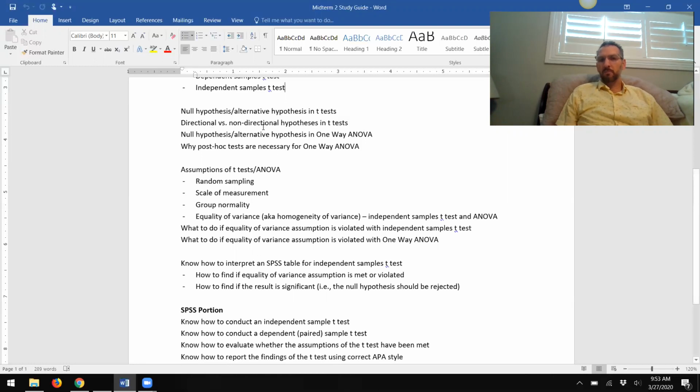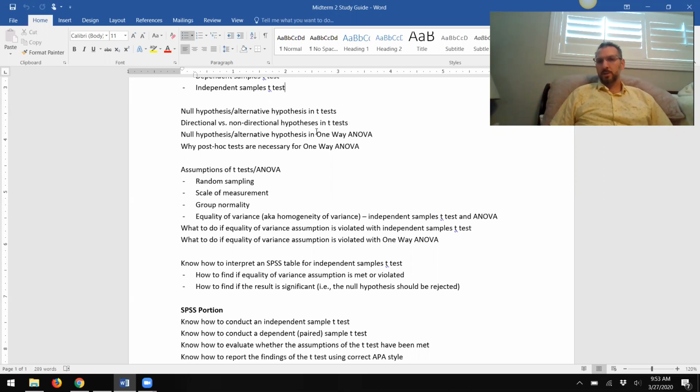Now, you can have directional or non-directional hypotheses in t-tests. If you have a directional hypothesis, just know that you are only looking at the possibility of going in one direction. You are saying, oh, this group is greater than this group, and it's a very specific one. You only do that if you are not interested in the other direction. And so usually in scientific research, the assumption is a non-directional hypothesis.